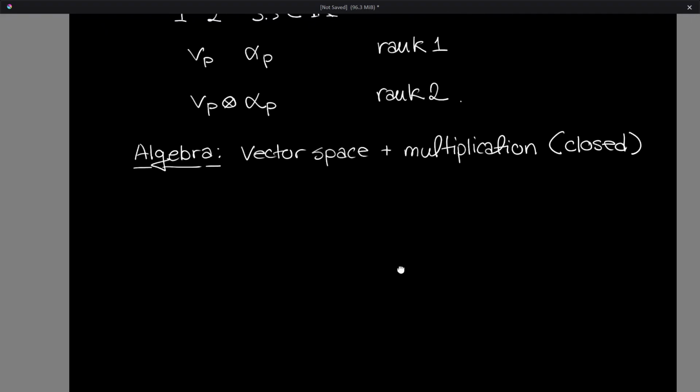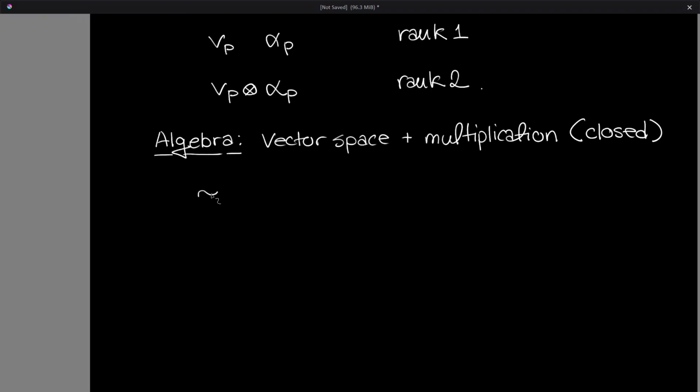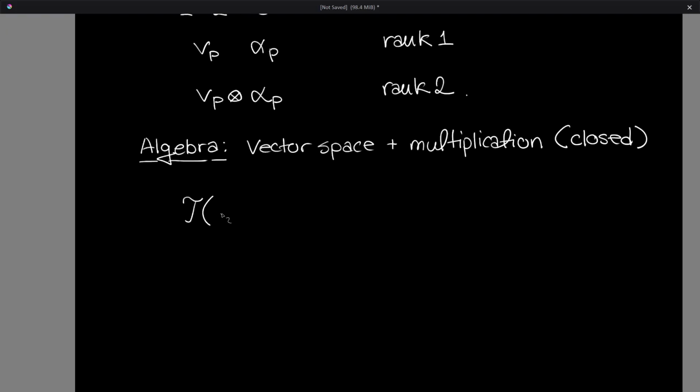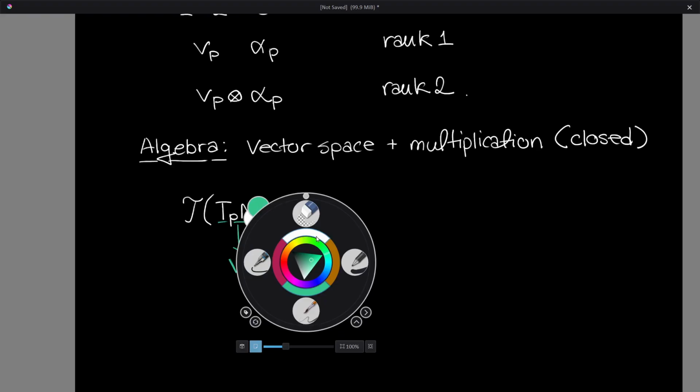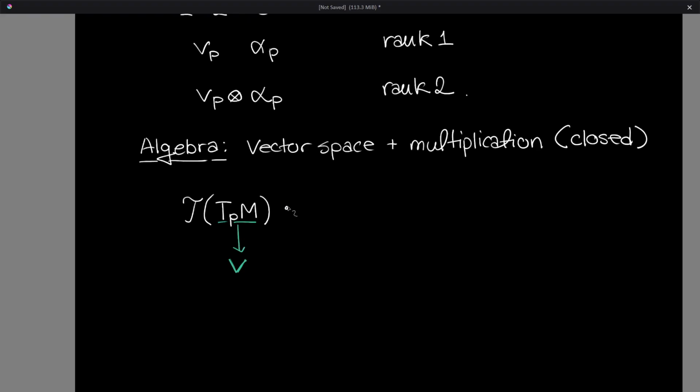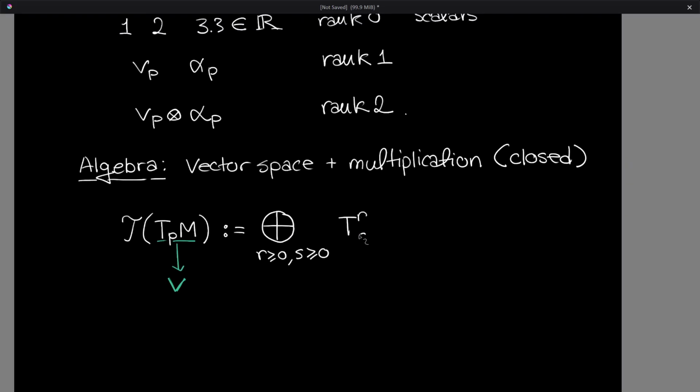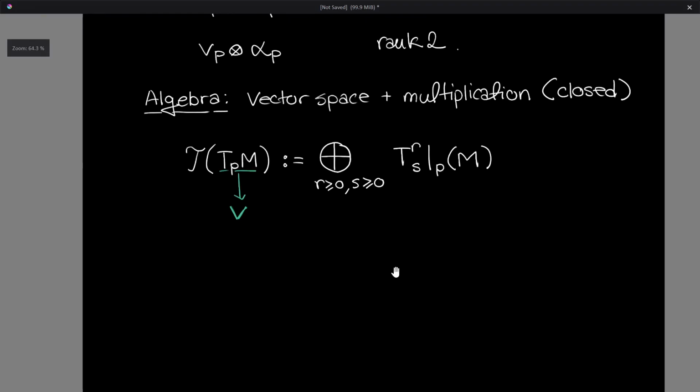So we call a tensor algebra curly T. Let me try to draw a curly T. This is not a tau, it's a curly T. Let's define it over T_P M. So in general, this could be V, a generic vector space, but we care mostly about T_P M. So this is defined as the direct sum of all r greater than or equal to 0, s greater than or equal to 0, of T^r_s at P on M. So this is the algebra.